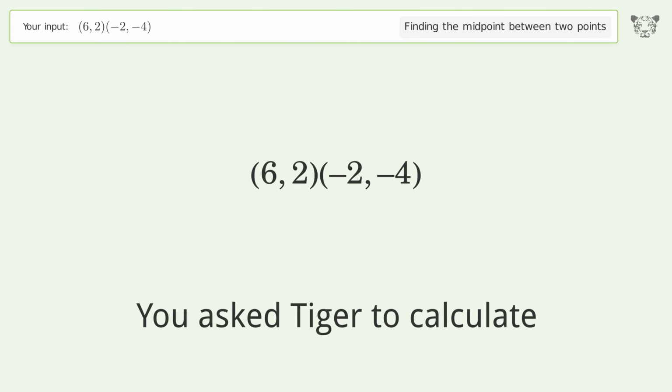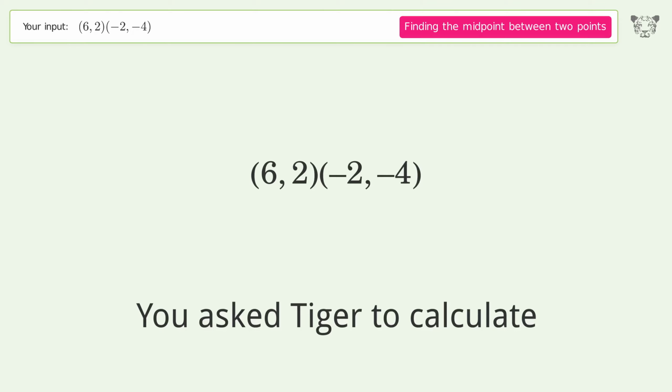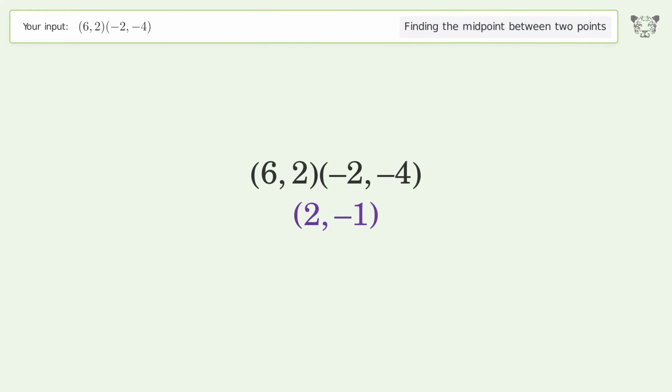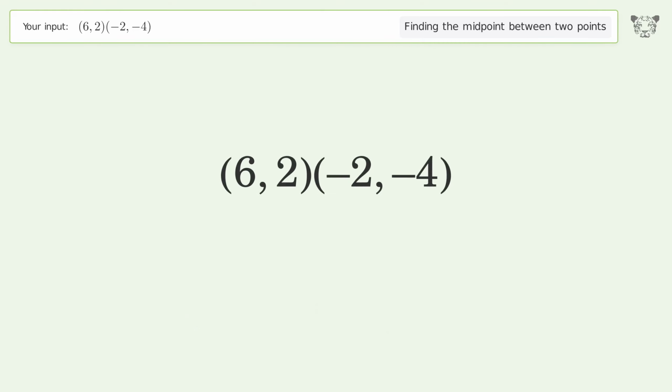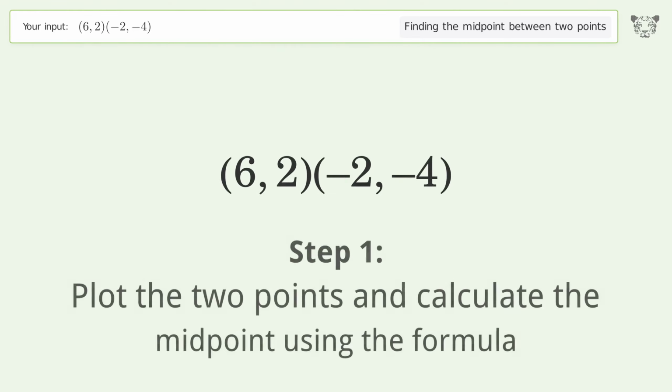You ask Tiger to calculate. This deals with finding the midpoint between 2 points. The midpoint between the 2 points is 2, -1. Let's solve it step by step. Plot the 2 points and calculate the midpoint using the formula.